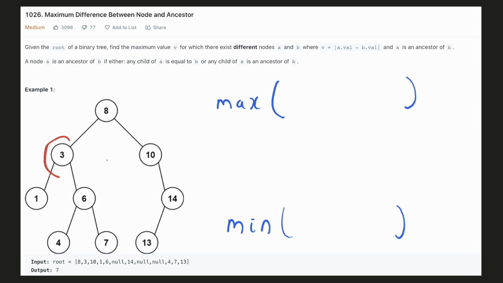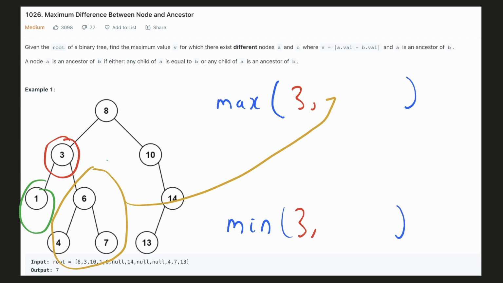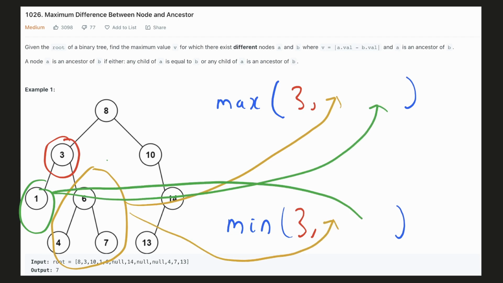Similarly, the maximum of this subtree would be the max of 3 values, its own value which is 3, and the maximum of its left and the right subtree. Similarly, its minimum is going to be the minimum of 3 values, its own value, and the minimum of its left and the right subtree.